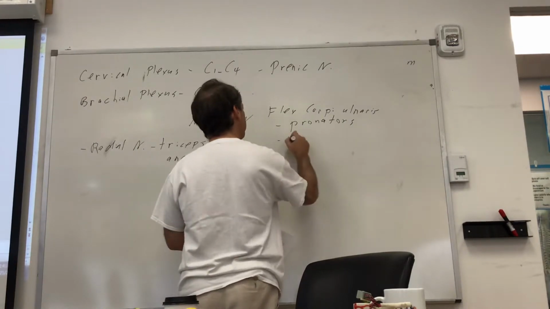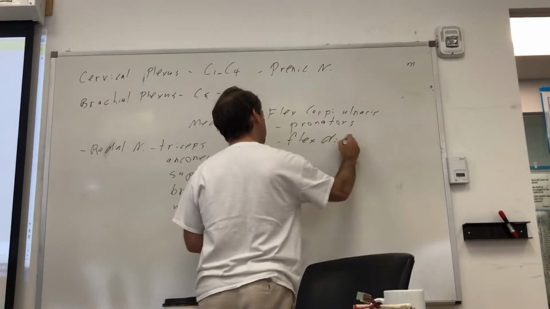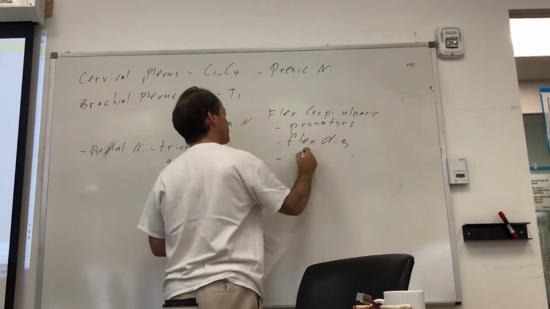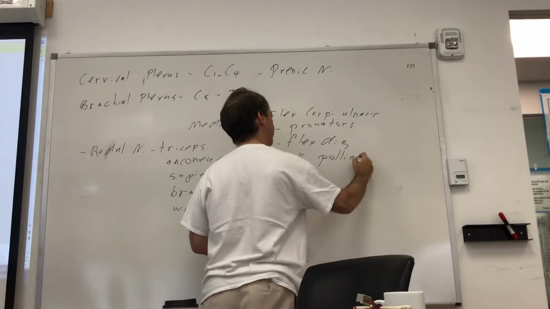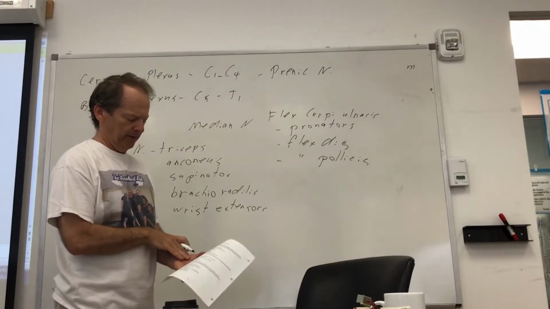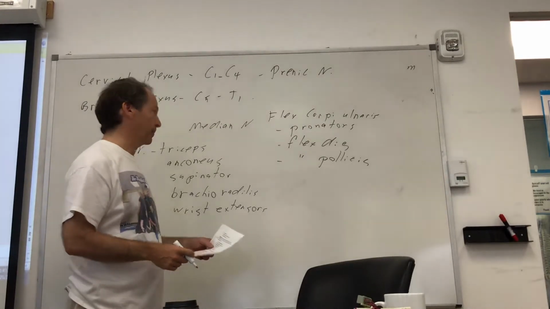Flexor digitorum. Flexor pollicis, which makes sense because the thumb is on the lateral side. Palmaris longus.